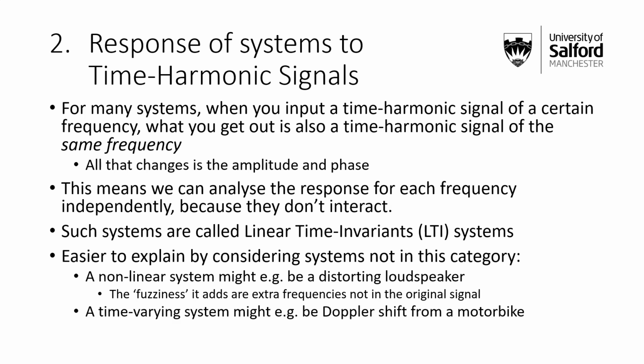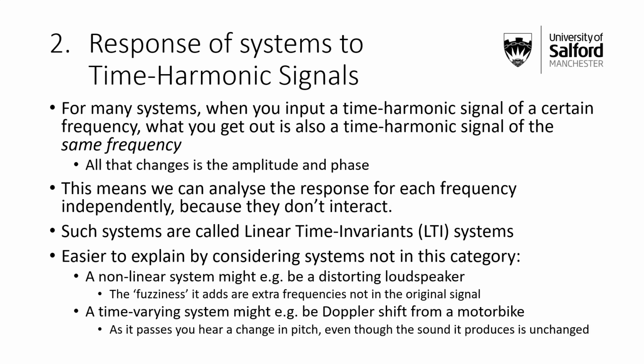A time varying system might be, for example, Doppler shift from a motorbike. As it passes, you hear a change in pitch, a change in the frequencies you are receiving, even though the frequencies it produced were unchanged. The change in path length in the air propagation has caused the frequencies to be shifted because it's time varying. These systems won't be like that. There'll be things like loudspeakers behaving well, microphones, electronic circuits, rooms. They're all, roughly speaking, linear time invariant.